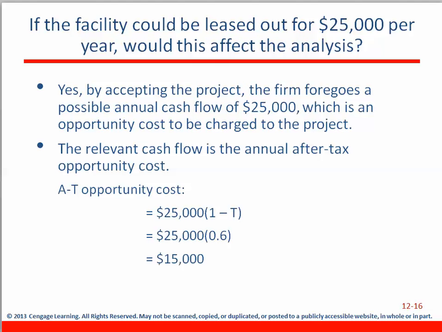If the facility could be leased for $25,000 per year, should that be included in the analysis? Yes, and this is an example of an opportunity cost. If we leased it out for $25,000 a year, that would be revenue, so we'd have to pay taxes on it. So our after-tax revenue would be $15,000, and we would include this as a negative cash flow in the analysis. This is money we could have gotten. We've chosen not to by doing this project, and so we want to make sure that we include that as an opportunity cost, a physical negative cash flow in the analysis.